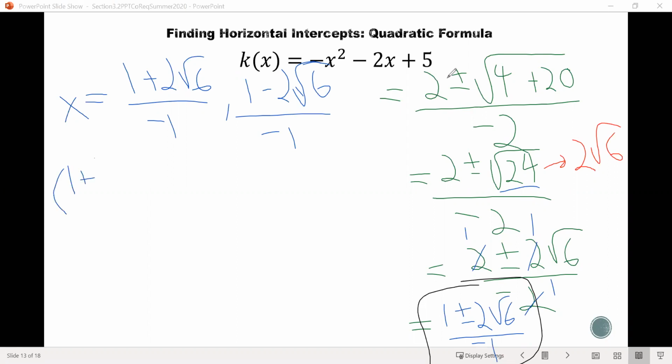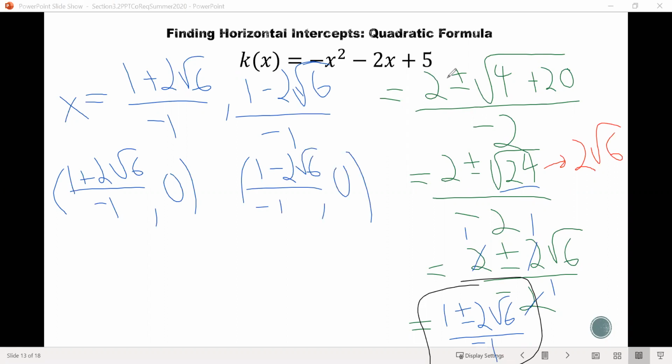So we could have 1 plus 2 root 6 over negative 1 comma 0, or 1 minus 2 root 6 over negative 1 comma 0. Okay. And again, it's okay to leave the answers like that. If you wanted to get some decimal answers, you could very carefully put this into the calculator. And again, I want to be very careful because for each of these, it's the whole numerator divided by negative 1. So we need to keep that in mind when we put it in the calculator.